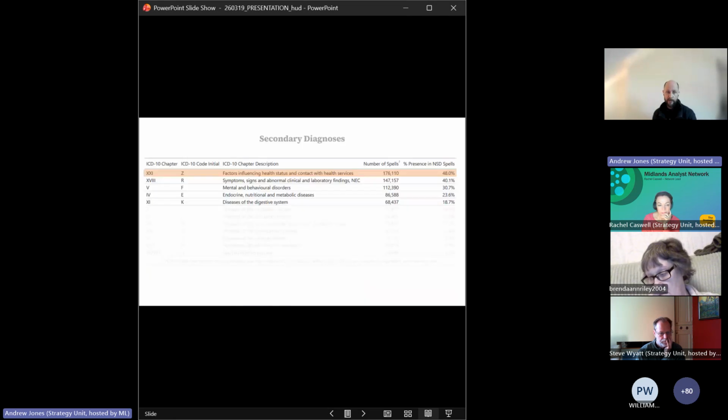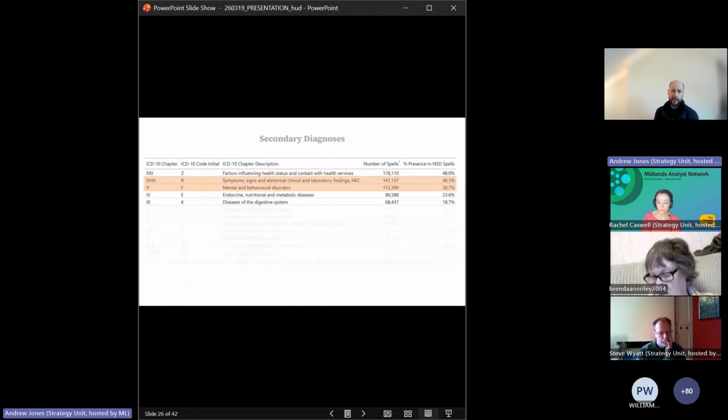So for both females and males, though I show just females here, around half of the sign spells included one or more secondary diagnosis codes within the factors influencing health status chapter. These codes represent social circumstances or significant medical histories or conditions that influence how the patient was cared for. But we also see that for females and males, in fact, 40% of sign spells included one or more additional non-specific diagnosis code, and 30% included one or more code relating to mental or behavioural disorders.